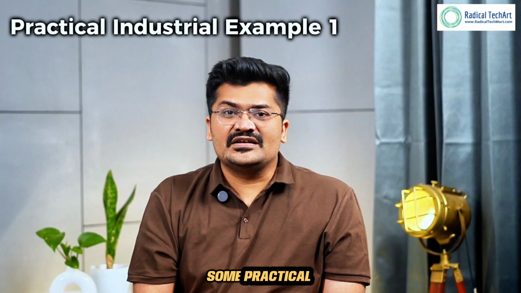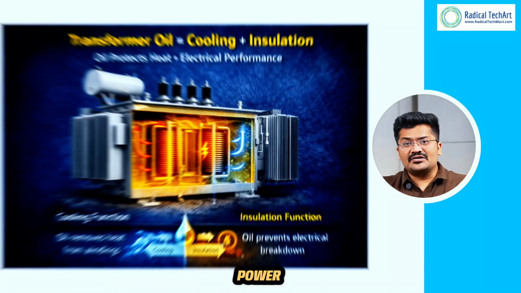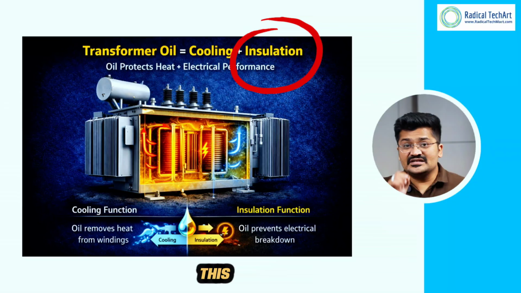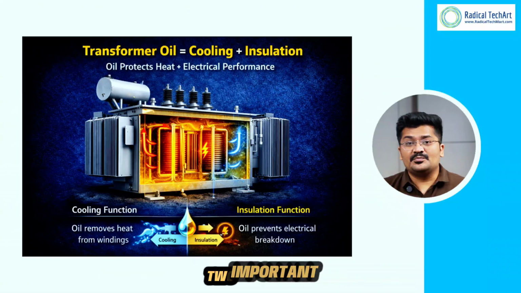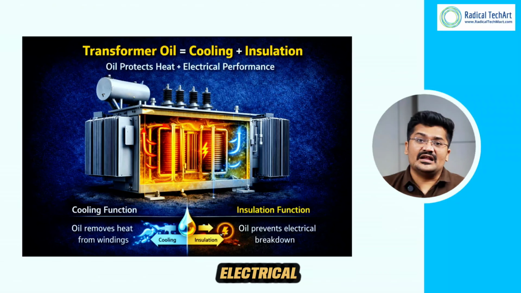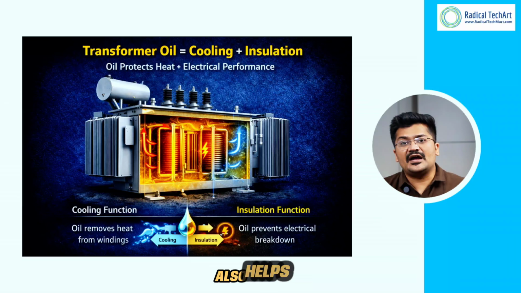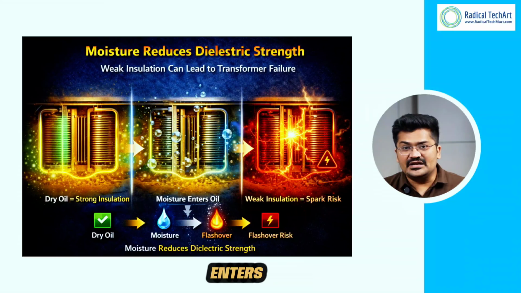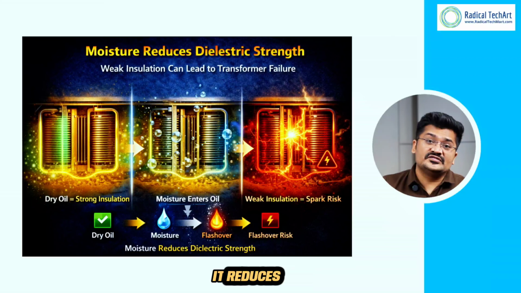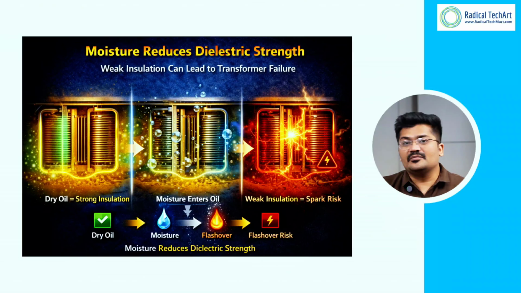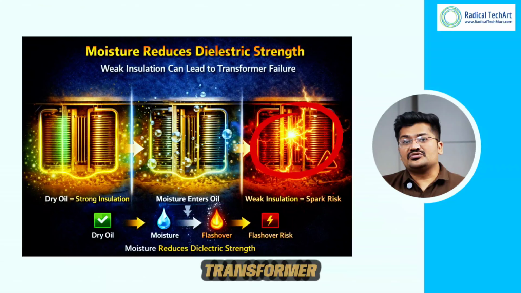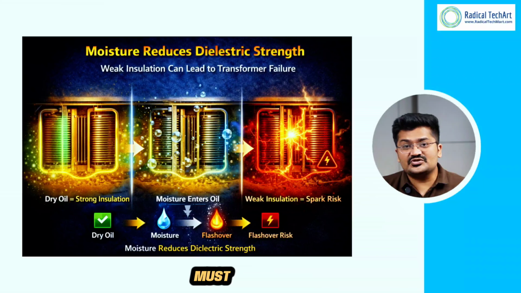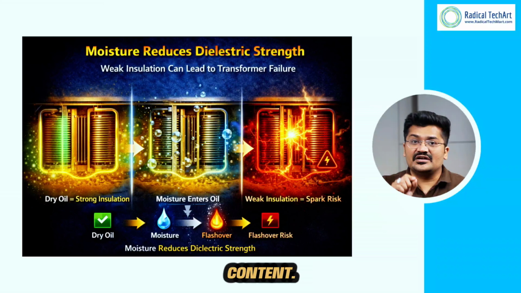Let's take some practical industrial examples. Power transformers use special insulating oil. This oil performs two important functions. It provides electrical insulation and also helps in cooling the transformer. If moisture enters the oil, it reduces the dielectric strength of the oil. This can lead to transformer failure, and that is why transformer oil must be controlled for moisture content.